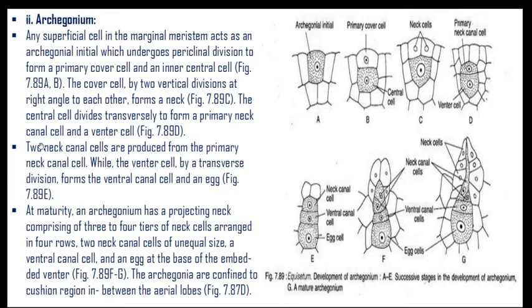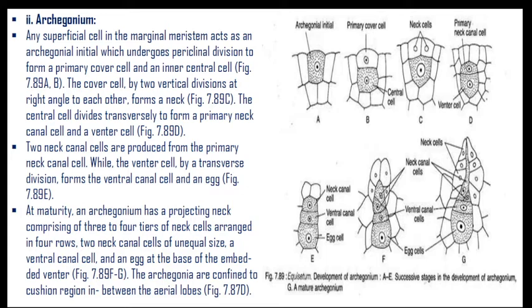Likewise, in the case of archegonium, a single cell becomes an archegonial initial cell. That cell divides in a transverse manner and develops into a primary cover cell and central cell. This central cell divides and redivides and develops into a venter canal cell and egg cell, while the primary cover cell develops into a neck canal cell. In this way, there is a development of a neck canal cell, venter canal cell and egg cell.